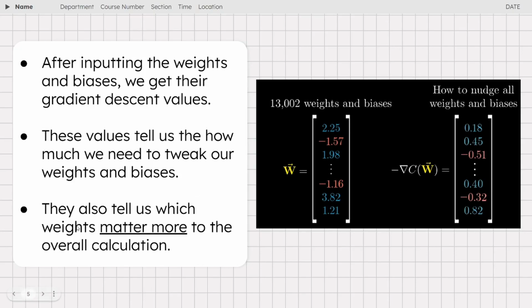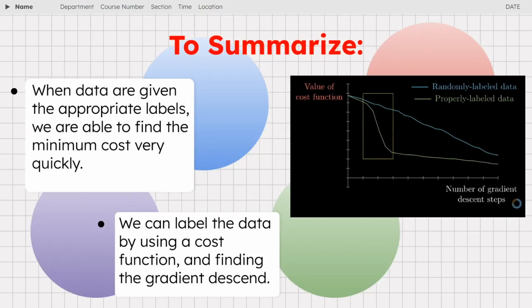One thing I forgot to mention is that these values also tell us which weights matter more to the overall calculation. For example, this is 0.82. It is really big, so it means that this weight matters more to the overall calculation of the cost function. If we're able to find the perfect weight using this, we'll basically increase accuracy by a lot. To summarize, when data are given the appropriate labels, we're able to find the minimum cost very quickly.